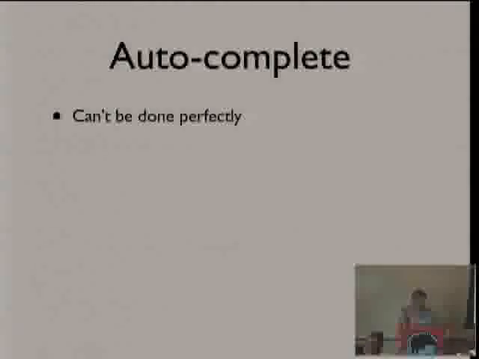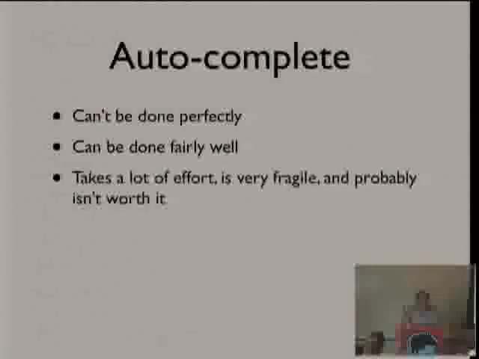It can't be done perfectly. Just because Perl's a dynamic language, we don't always know what a variable is. If you're trying to autocomplete methods off of an object, you don't know what that object is necessarily. You can't do it perfectly. You can do it fairly well. You can actually spend approximately 3 days and do a whole lot of stuff in the background so that when you hit tab, it'll be just like Java in Eclipse. You'll get a list of methods, and it's awesome. It's very fragile. It's not worth it.